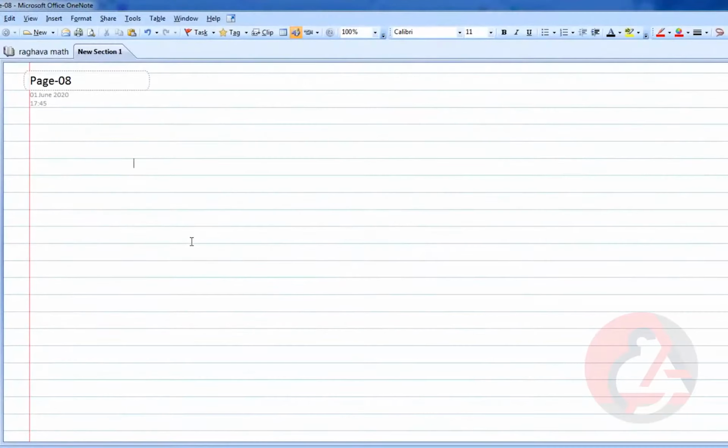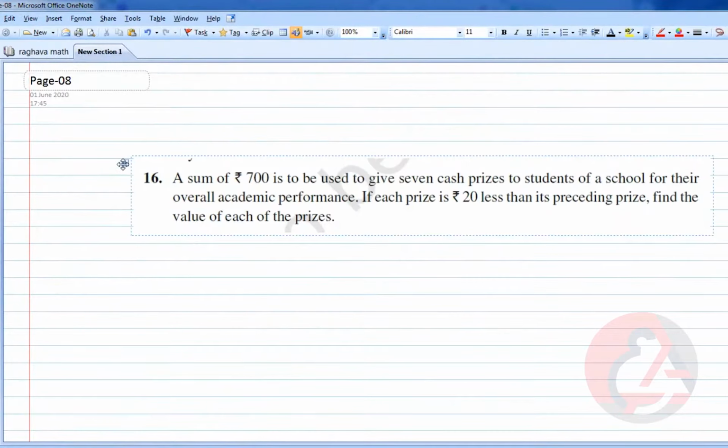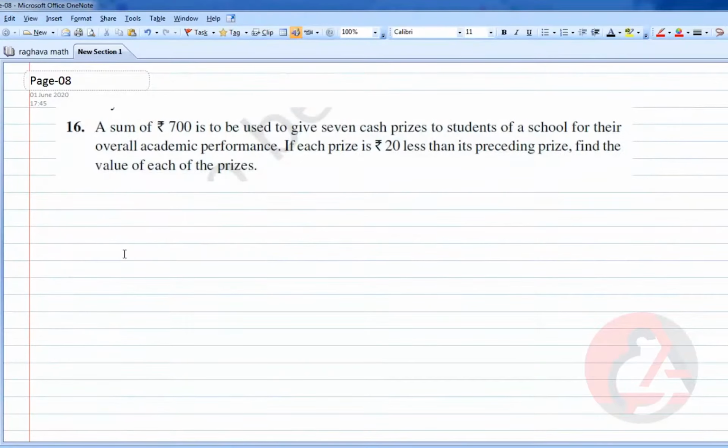Try to solve this question. A sum of 700 rupees is to be used to give 7 cash prizes to the students of a school. So the school has 700 rupees to distribute as cash prizes for their overall academic performance. Each prize is 20 rupees less than its preceding prize. So the first prize, whatever money you fix, the second prize should be 20 rupees less than the first prize. The third prize should be 20 rupees less than the second prize.